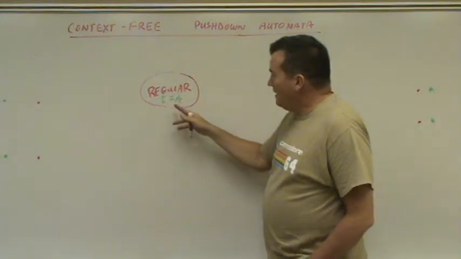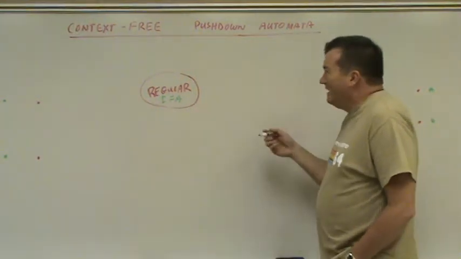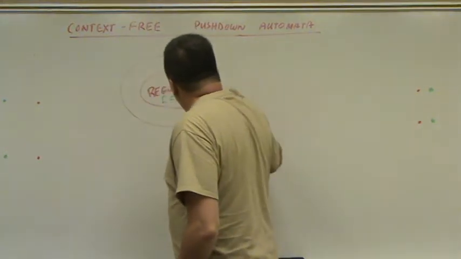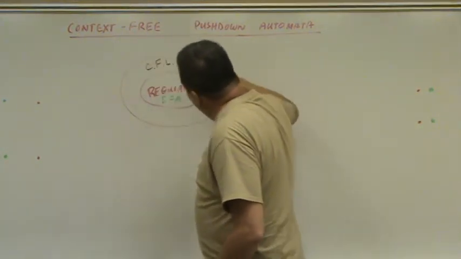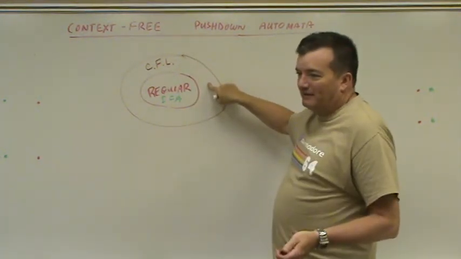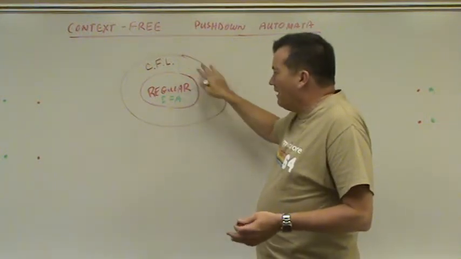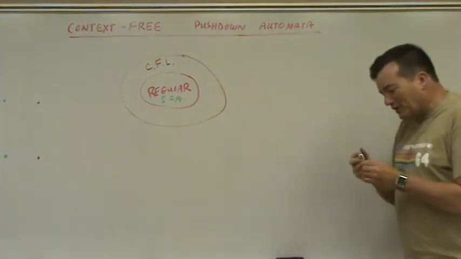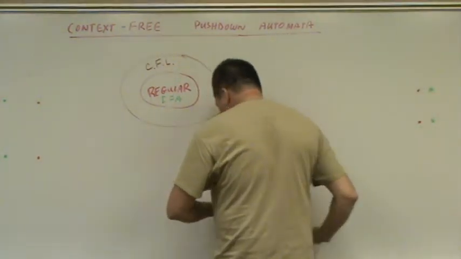Right, because it just means you had the choice to use a stack and you chose not to. Right, so the ones that are out here, so we could have context-free languages. The ones that are out here that are not in here were the ones that actually required the stack to be used. The ones that don't require a stack, they're regular and also context-free.